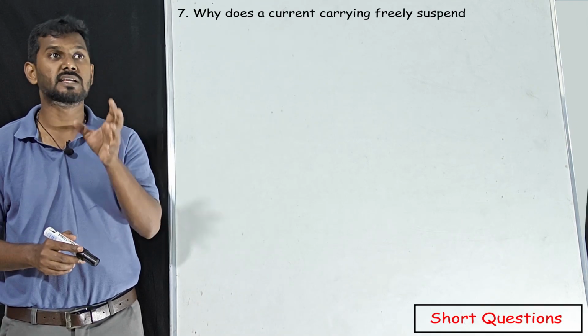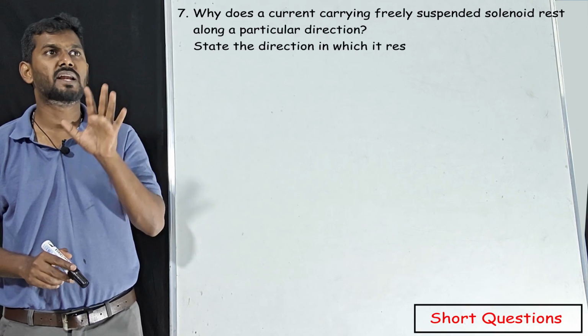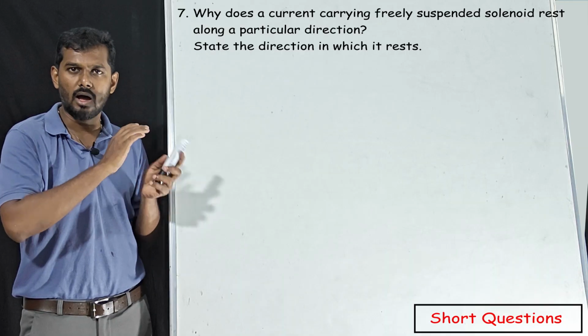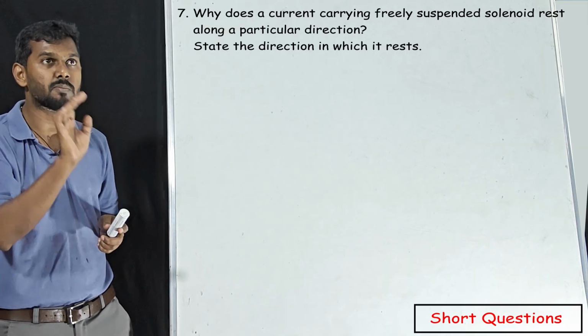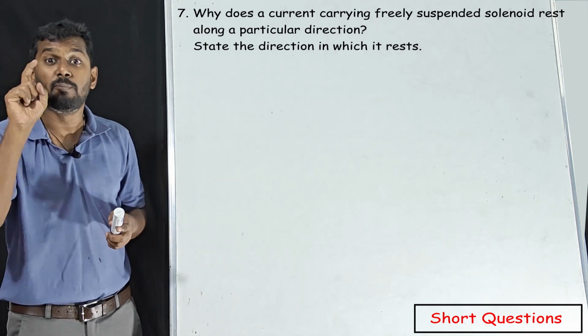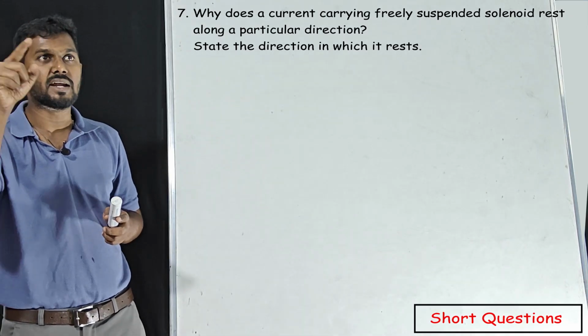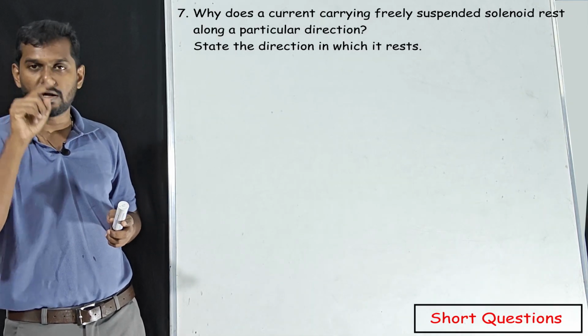Our next question: why does a current carrying freely suspended solenoid rest along a particular direction? State the direction in which it rests. Very simple question. We have found the answer in one of the fill in the blanks questions. Listen, whenever we talk about a solenoid, it behaves as a bar magnet. Keep this in mind. So why does a current carrying freely suspended solenoid rest along a particular direction?